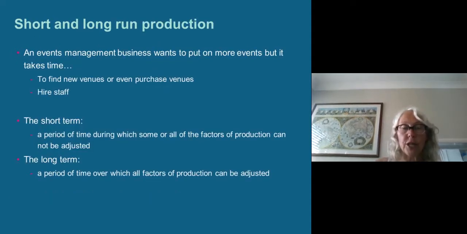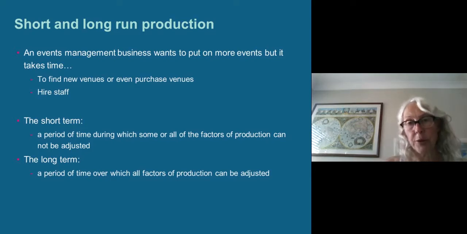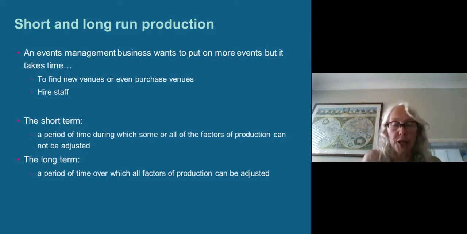First of all, there's this idea of short and long run production. So you've got a very successful event management business. People are starting to want to pay more to go to these events. So you want to put on more events, but you've got some obstacles in the way. It might take you time to find new venues or even purchase venues if you have run out of venue capacity. Another thing is you may need to hire more staff to sell more tickets and get more people to your events. Sometimes you can do that quite quickly, but it might take you time. So there is a bit of a time lag before you can do certain things.